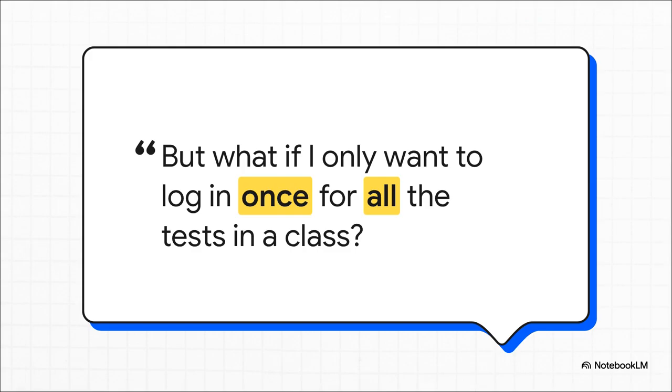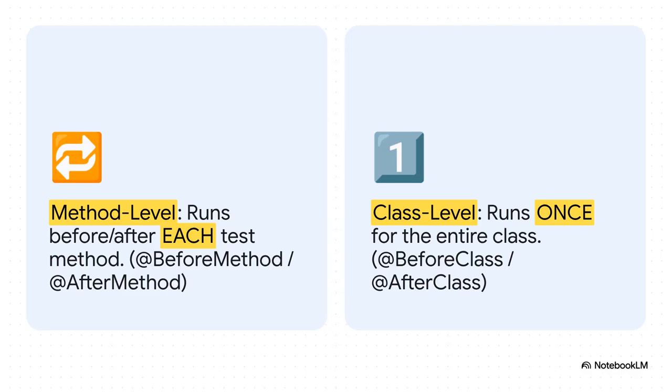That is an excellent question, and it leads us to the next level of control here. Because sometimes logging in and out for every single test is overkill. What if you just want to log in one time, run a whole batch of tests, and then log out at the very end? So here's the key difference you need to remember. When a task has to happen before and after each and every test, you use the method-level annotations. But for a setup or a teardown that you only need to run one time for a whole group of tests in one file, you reach for @BeforeClass and @AfterClass.